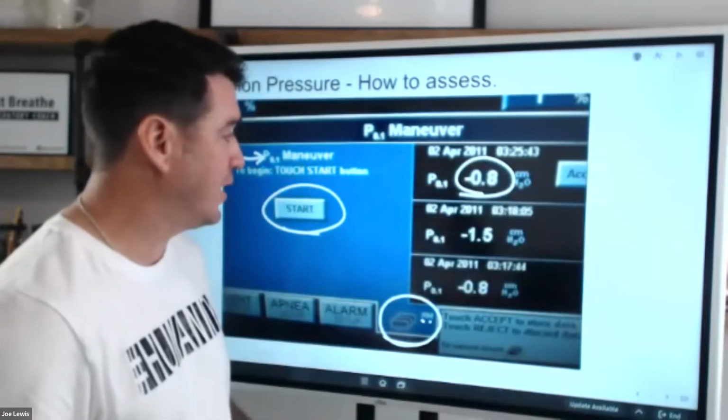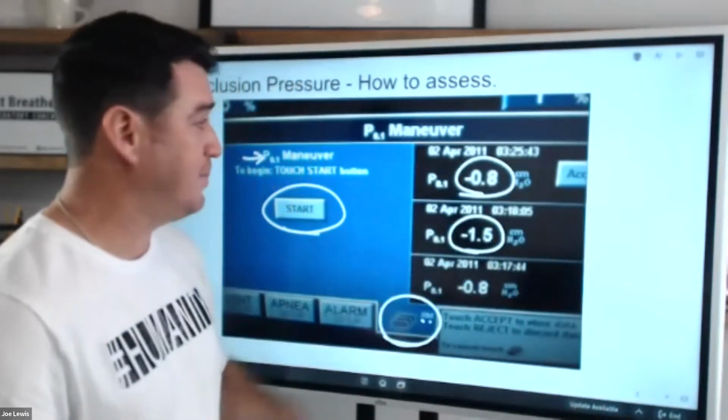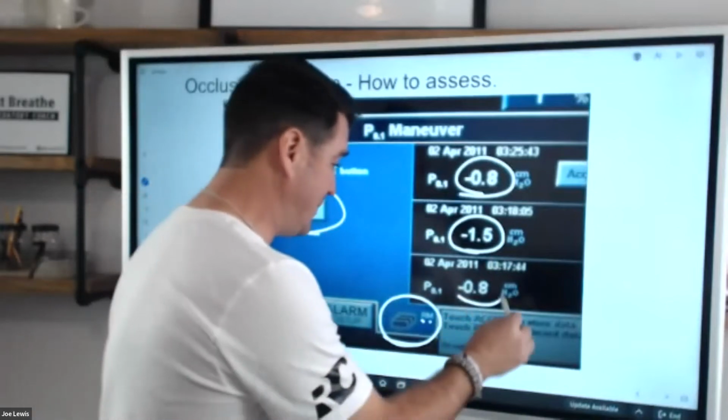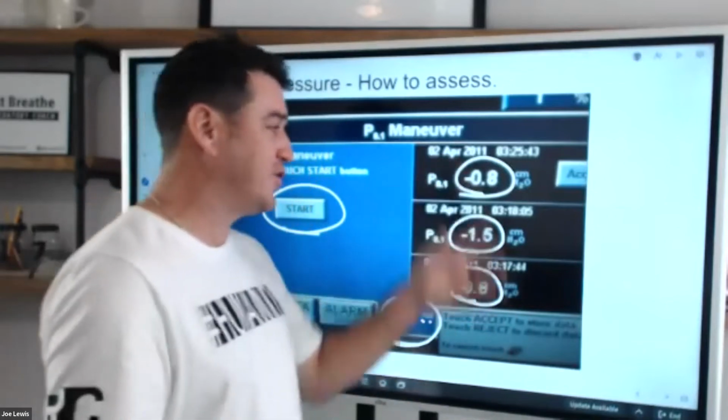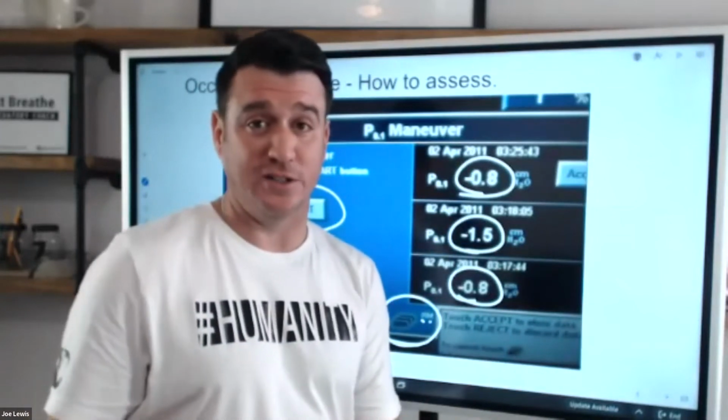That's a good P100. You can see down here, another time they did it was a negative 1.5. And then another time they did it was a negative 0.8. Well, how often are we doing this? Well, I don't think there's any harm to evaluating as often as you want to.